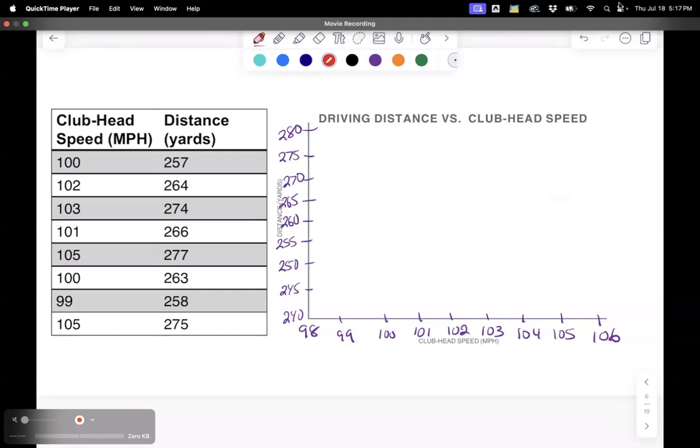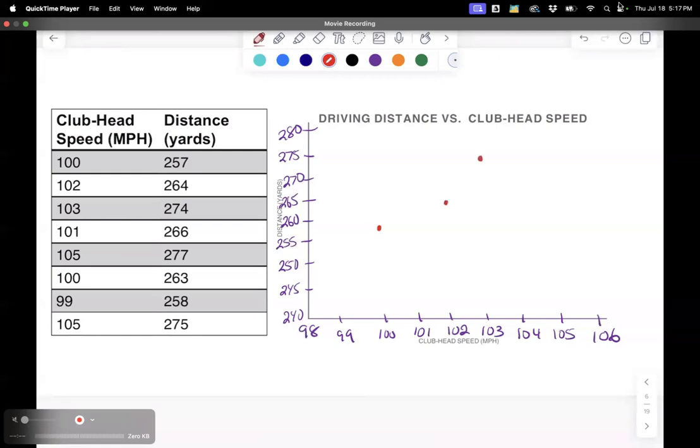So at 100 miles per hour club head speed, we go about 257. That would be about right here. And then 102, I'm just going to plot each of these points. Hopefully in your printout, you have the nice grid. 103, we're at 274.